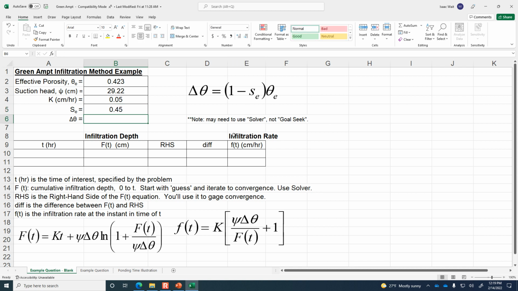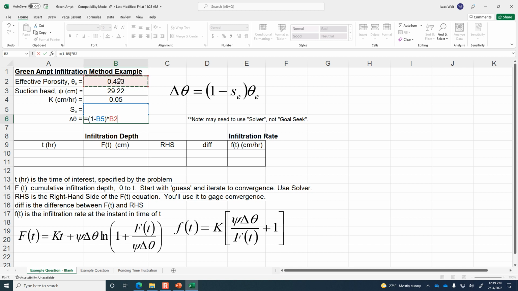And delta theta we calculate with this equation. So delta theta is the change in the water content when it goes from before the storm to after the storm. So this is how much additional water is going in there. So 1 minus the initial saturation is effectively how much extra space there is to add water. That's the part that doesn't have water in it yet. And then we're multiplying it by the effective porosity, because obviously the soil grains aren't going to hold water.